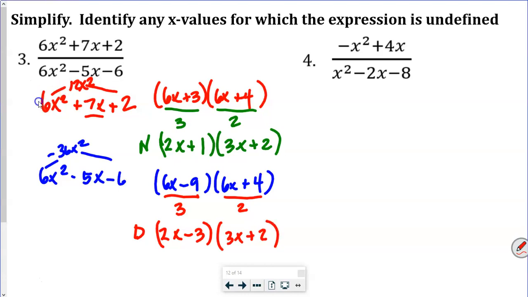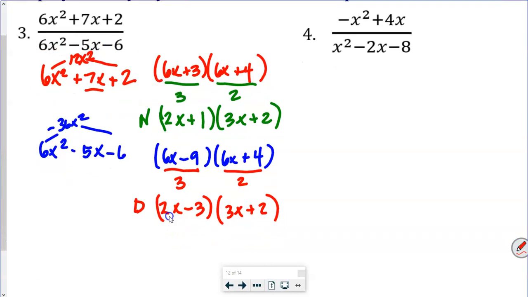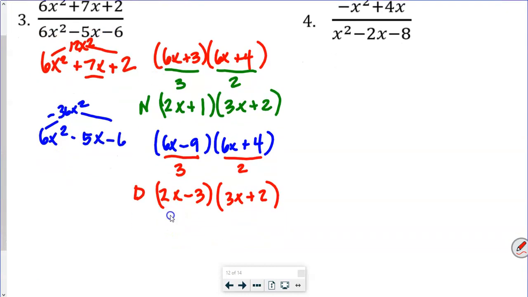Now, one of the things that we have to do, now that we have our denominators, is set both of these equal to 0. We are going to do that because that's when our graph, or our equation, is going to be undefined. So we're going to say 2x minus 3 equals 0. So that means 2x equals positive 3, and that's going to be x is equal to 3 over 2, right? So that means x cannot equal 3 over 2.